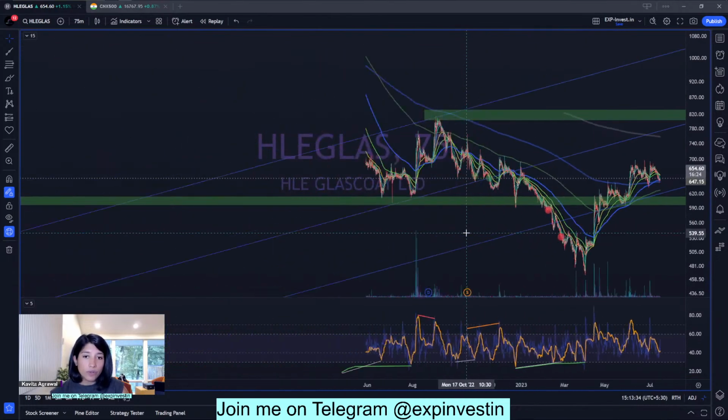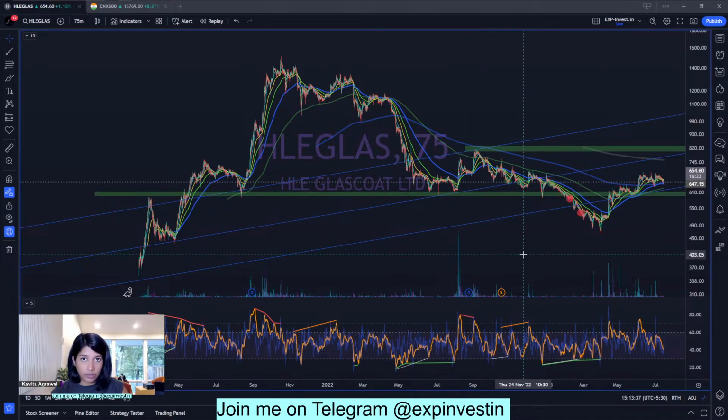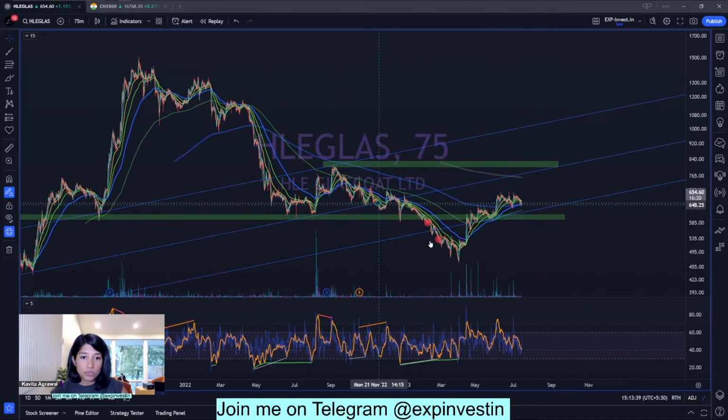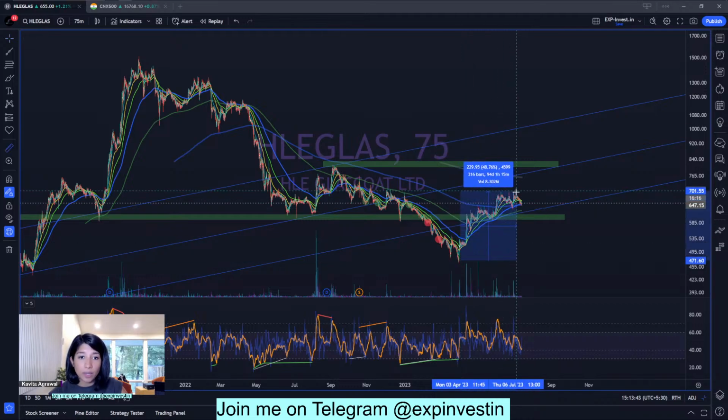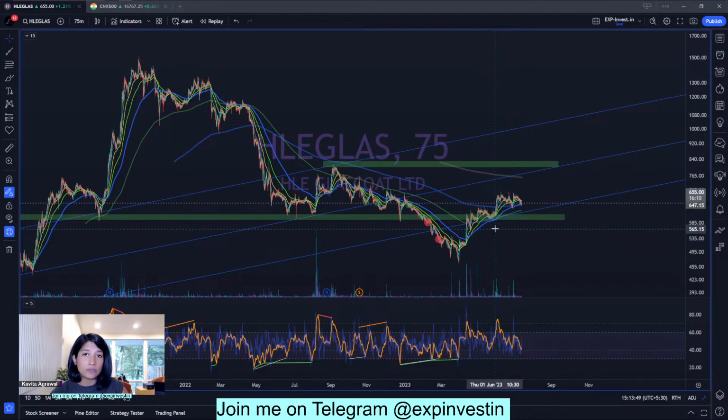Okay, see, first of all, HLE glass is in a strong downtrend. Now, even in the strong downtrend, it is giving the expression that it is coming up. It's given approximately a 50% rally in just the last 3 months, and that is obviously a good reason for a lot of retail traders to get attracted to the stock. But is it a good idea to invest your money in the stock right now?